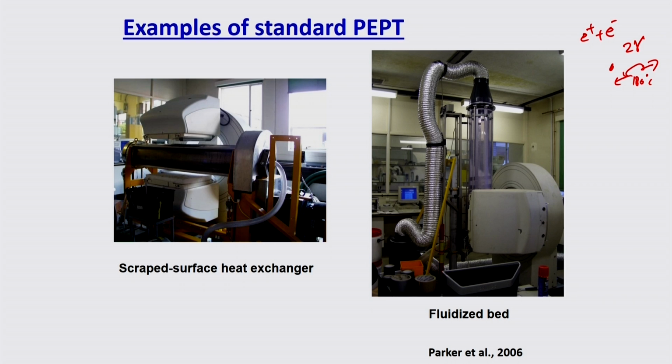These are two photographs, both from the Parker group. This one is for a horizontal rotary kiln, where you can see it is made of SS, and this one is for the bubbling fluidized bed, where the same experiment is being used, and the camera completely surrounds the zone of interrogation, the zone of interest where you want to do the measurements. So, this is about PEPT.